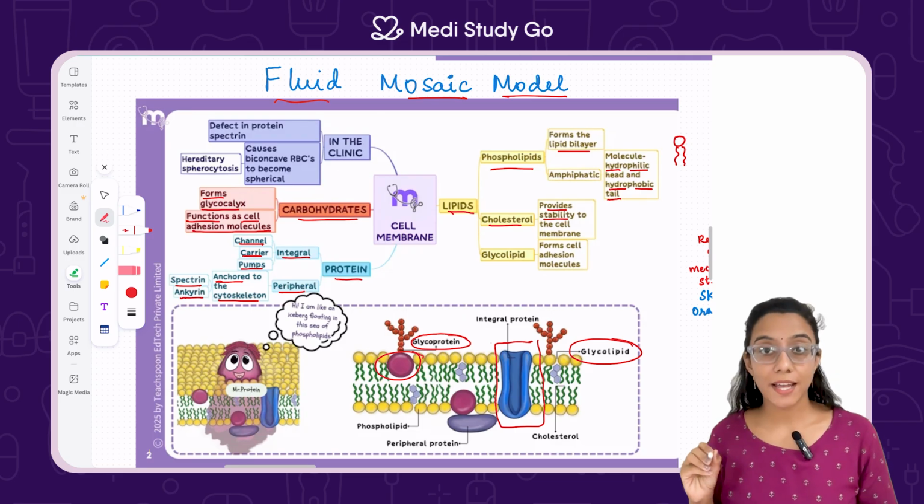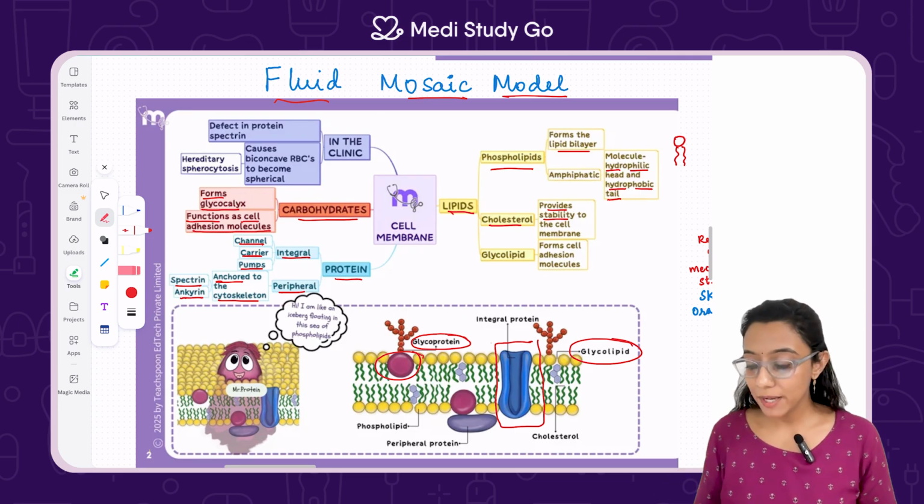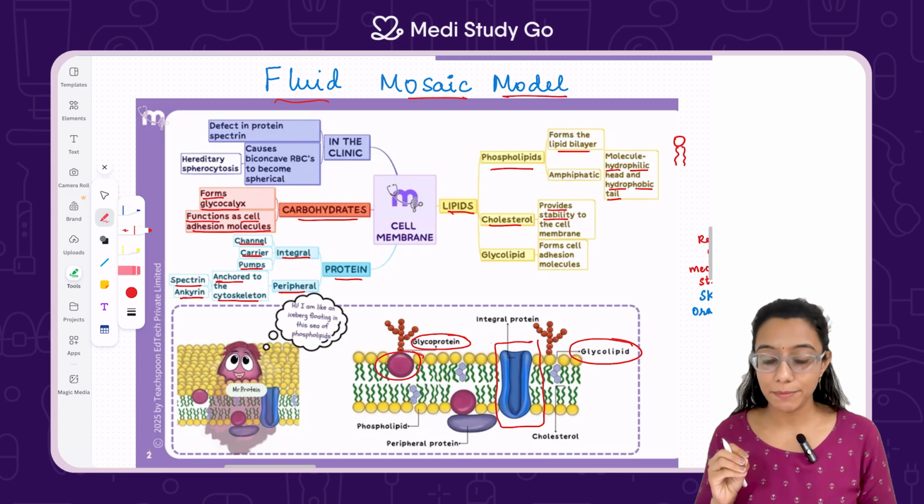Now the fluid mosaic model. The fluidity in the fluid mosaic model is given by the lipids, particularly the cholesterol, and mosaic is the random arrangement of the proteins in the cell membrane.